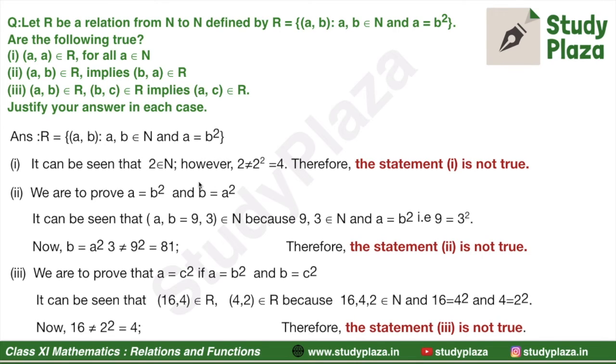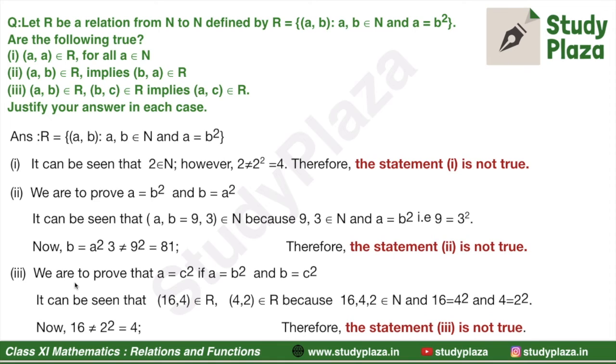Now the next, second statement, that is (a, b) belongs to R implies (b, a) also belongs to R. Here we have to prove that a = b² and b = a². Let us take the values of a and b as 9 and 3. So 9 and 3 belong to natural numbers, condition satisfied. So a = b² means 9 = 3². Similarly, b = a² means 3 = 9² = 81, and this statement is not true because 3 is not equal to 81.